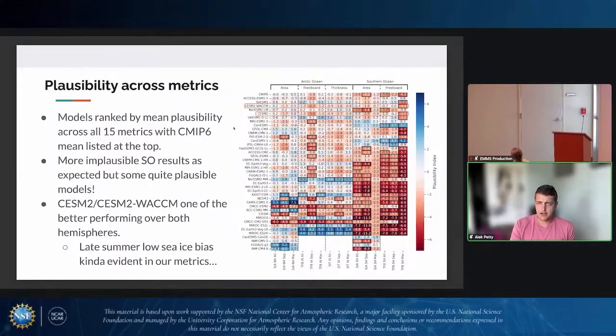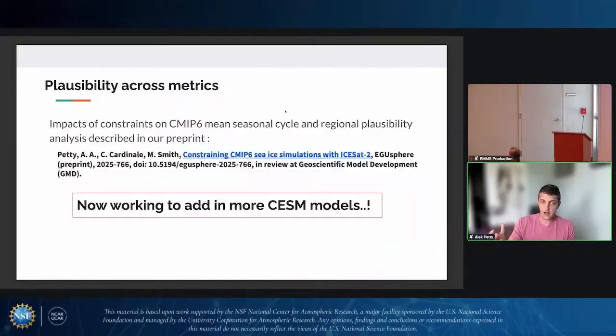And there's been talk about some of these scores, like the late summer low sea ice bias. You can see it by some of the reds that we're observing in those rows. There's a bunch of extra work that we did to look at how we can use that constraint. Obviously, the next question is, do we use exclusion? Do we use a weighting to do something with that plausibility analysis? We looked a little bit at the seasonal cycle in sea ice volume, and a little more at the regional plausibility ideas as well. If you want to learn more about that, we have a preprint at GMD that goes into much more detail.